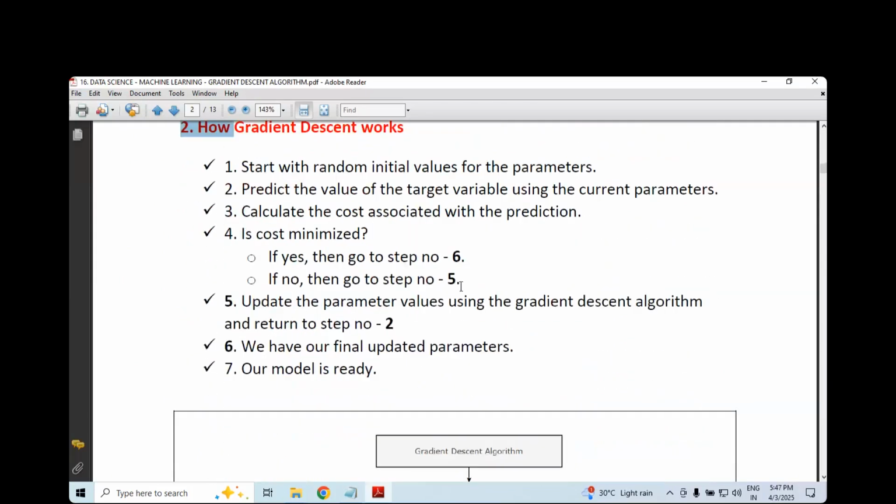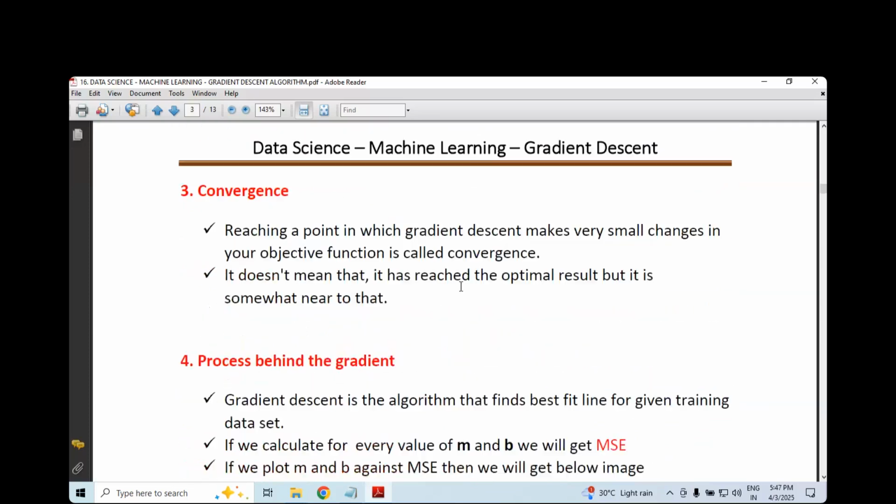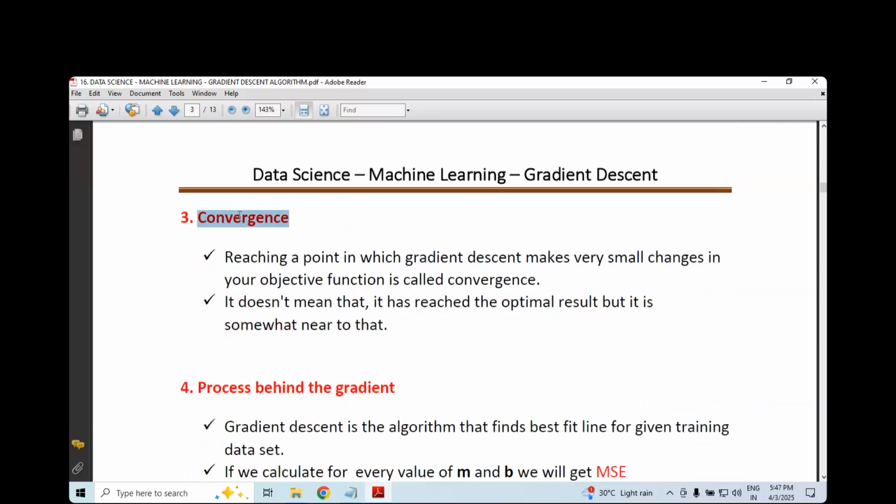Maybe I already covered the theory. You need to walk through it. Now this point is important, sir. Can you read the topic? Convergence. What is the topic? Convergence. Let's read the theory. Trust me, you cannot understand the theory on your own, I will explain. But understand the theory. Reaching a point in which the gradient descent algorithm makes very small changes in your objective function is called convergence. Let me repeat again.